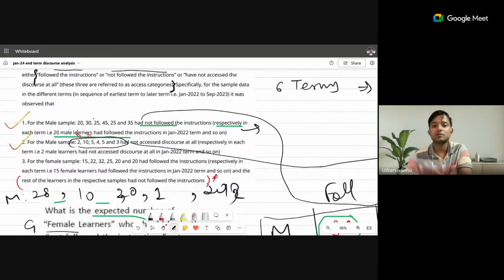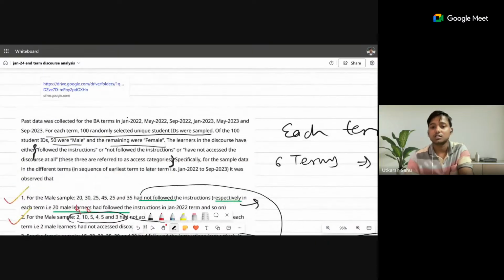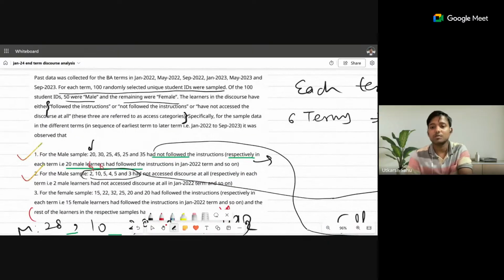So this is what they gave. That male sample was this. Basically, in Jan 2022, 20 people followed the instructions. In May 2020, 30 people, it is given here, basically male, followed instruction.